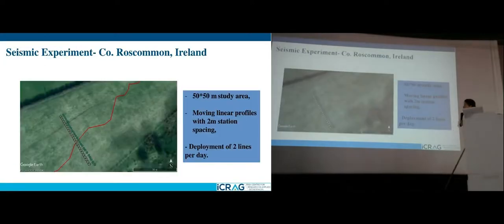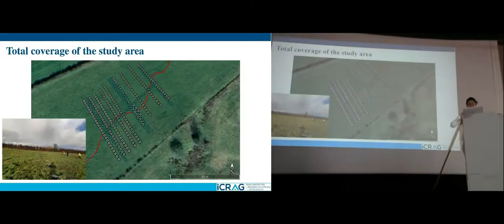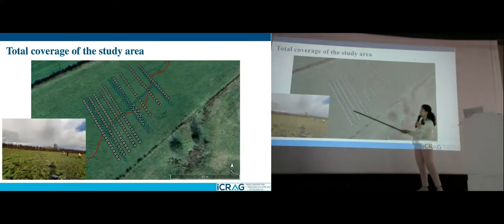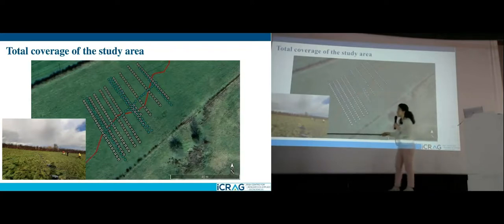So we deployed linear moving profiles of short period seismometers. Each line is 50 meters with 2 meter station spacing. And we had some linear profiles of geophones as well to record the cultural noise from the road nearby. So this is the total coverage of the study area over 5 days of experiment. The white ones are the short period seismometers, the blue ones are the geophones, and this is how the deployment in the field looked.